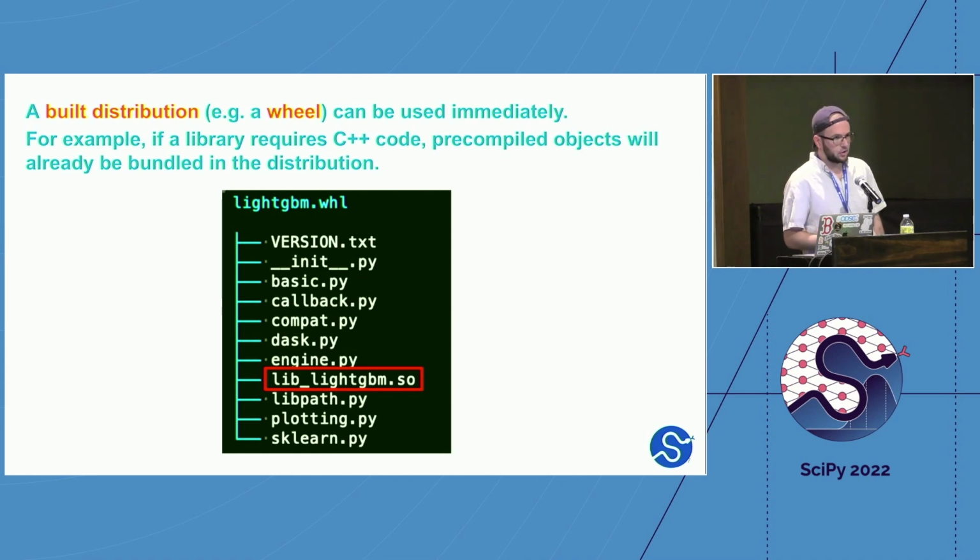A built distribution, of which wheel is one and maybe the most popular format, is something that can be used immediately. Installing that just means getting the files, putting them in a place on your laptop that Python will recognize, and you are ready to run. For example, in the LightGBM project, we have a Python interface to a moderate size C++ library. Our wheels will not have any C or C++ code in them. Instead, they'll just have liblightgbm.so, or .dll on Windows, and that's a library that's ready to use as soon as it's installed.